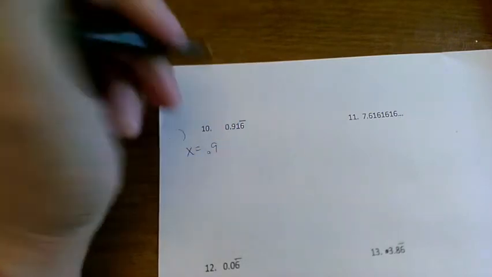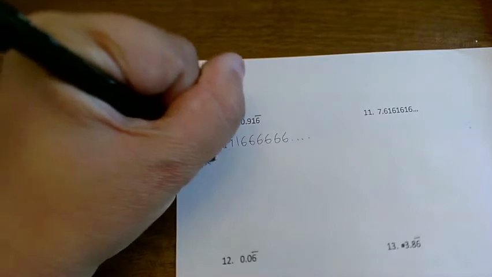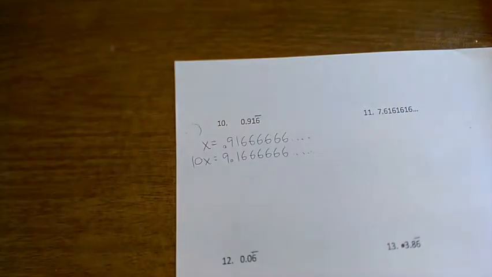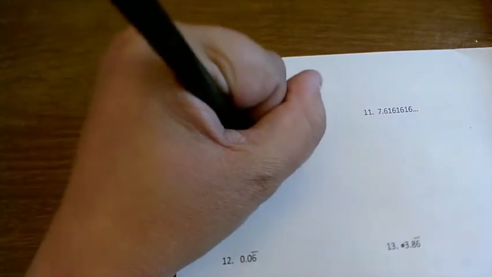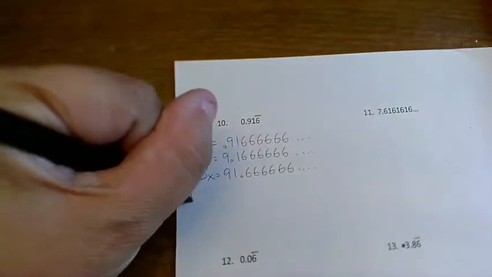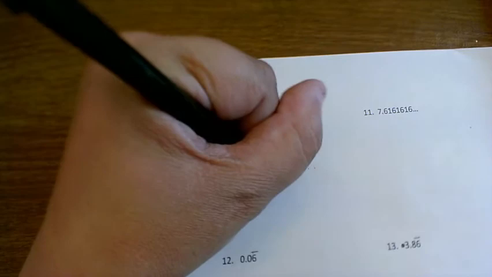Okay, so for number 10, some fraction is equal to 0.916 repeating, so just the 6 is repeating. Okay. So multiply by 10 gives you 9.16 repeating. We don't have two of the same decimal, so another power of 10 would be 91.6 repeating. Still don't have three decimals that are the same, so go one more time at least. That would bring us to 916.6 repeating.